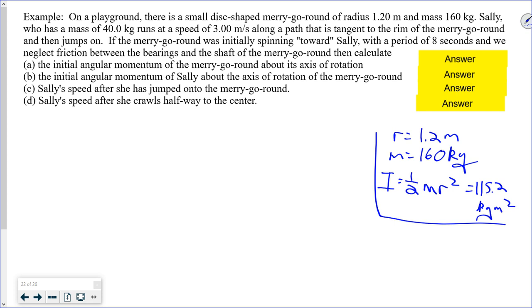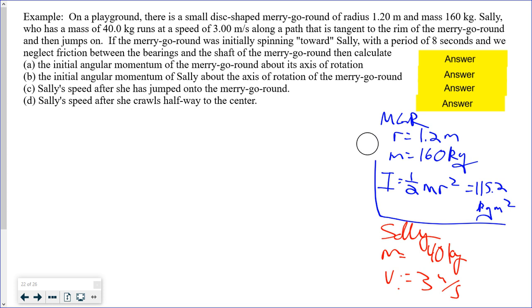Okay, let's see. Sally has a mass of 40 kilograms and an initial velocity of 4 meters per second. No, 3 meters per second. I apologize, I can't read. Initial velocity 3 meters a second along a path that is tangent to the rim of the merry-go-round, and then she jumps on. All right, the merry-go-round, oh, we're back to the merry-go-round. Who wrote this problem?